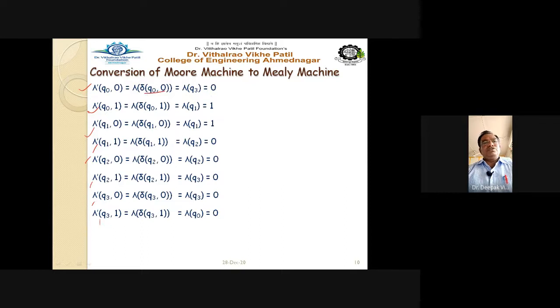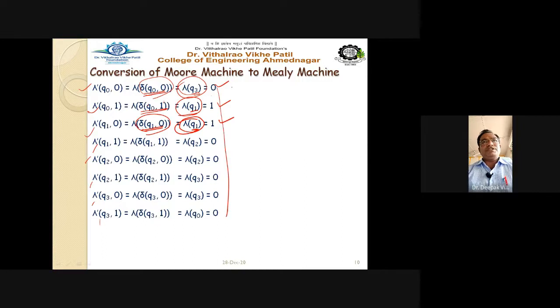delta of q0, 0 is nothing but q3, and the value of lambda of q3 is 0, right? Then the same way, for delta of q0, 1, the transition of q0 on 1 goes to q1, so find out now lambda of q1. Lambda of q1 is 1, given in the table, right? Then delta of q1, 0, what is the value of this transition function? That is nothing but q1. Now what is the value of lambda of q1? Lambda of q1 is 1, right? So in this way we have to find out all these transitions.